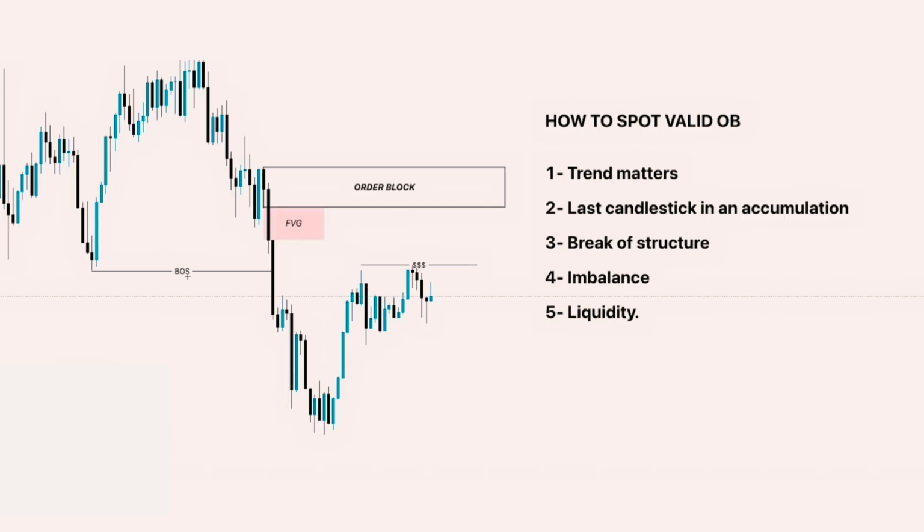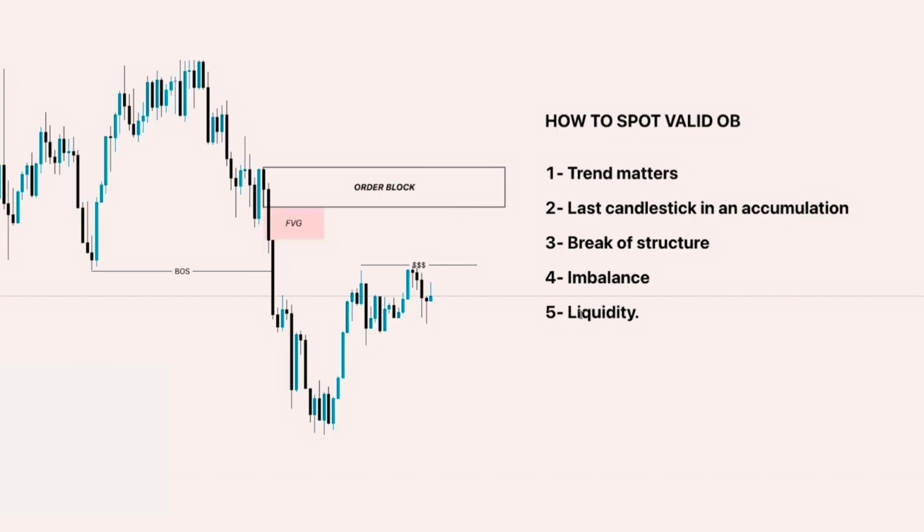That order block must cause what? A break of structure. And it's also important that you point out the imbalance, that is the fair value gap that I have here. It's important you point out imbalance very close to the order block. That would make the order block more valid. It will be more strong for you to take trades from that particular order block. Because personally for me, any order block that doesn't have imbalance, I'm not really comfortable with it. I need to see that imbalance present before I will tap that order block as valid.